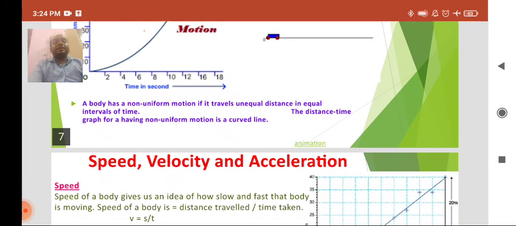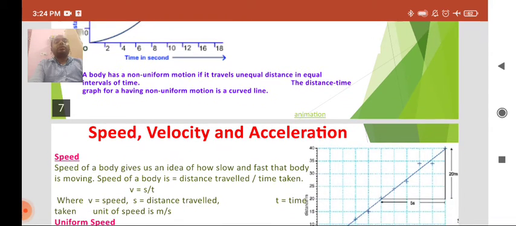Another, we talk about what is speed, velocity and acceleration. Speed, velocity and acceleration are all physical quantities. Velocity is a vector quantity, acceleration is a vector quantity, speed is a scalar quantity. Why? Because we talk about first speed.